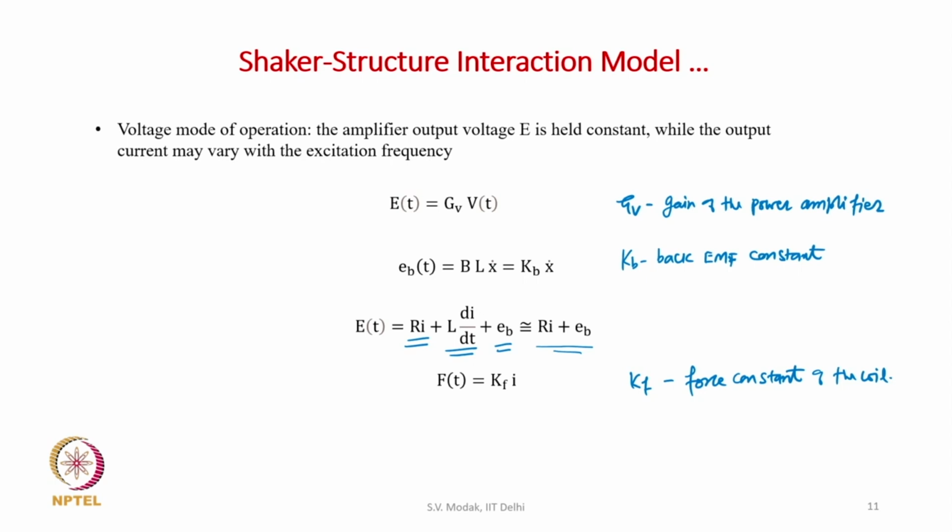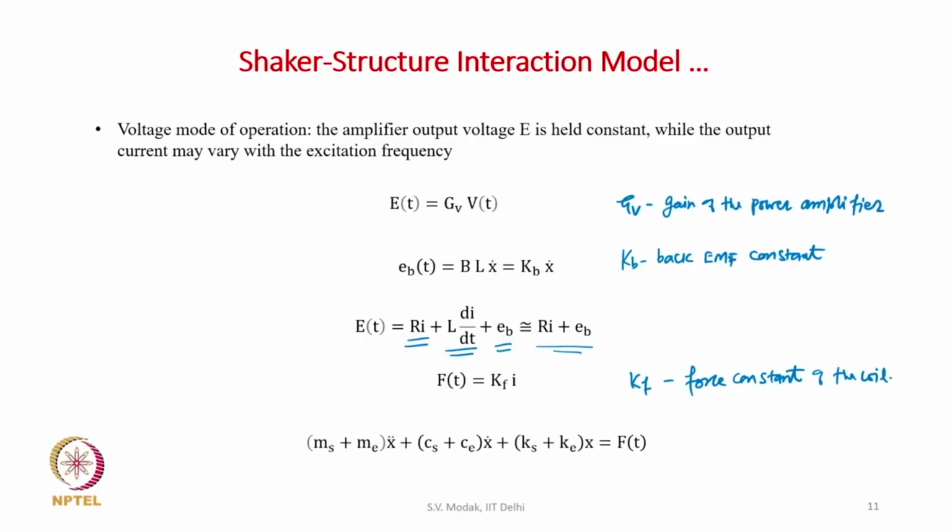Now if this is the force generated, we can write down the equation for the mechanical part of the shaker structure system. What is the effect of this force? We can use Newton's law to write that equation. Because the shaker and the structure are connected by a rigid stinger, both have the same displacement x, and therefore the force acts on the mass Ms plus Me and produces acceleration x double dot.